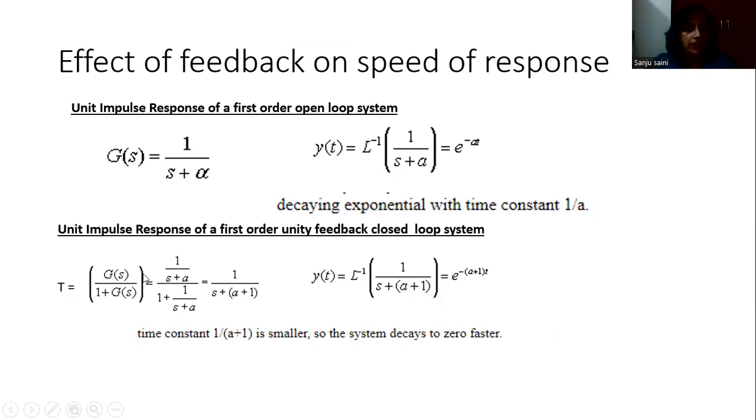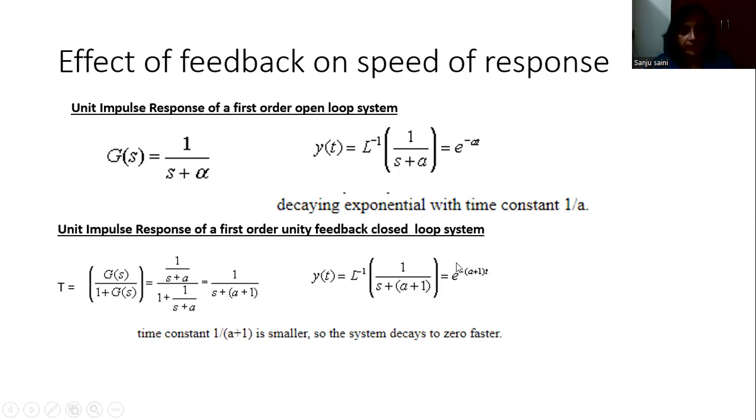Now, similarly, if we get the unit impulse response of a first order system that is having a unity feedback, so H(s) we have kept equal to 1, then the overall transfer function in such a system will be given by 1 divided by s plus a plus 1. So if we take the unit impulse response of such a system, it will be given by Y(s) equal to this multiplied by 1. So Y(s) will become equal to 1 divided by s plus a plus 1. If we take the inverse Laplace transform, it will be given as y(t) equal to e to the power minus (a plus 1) into t.